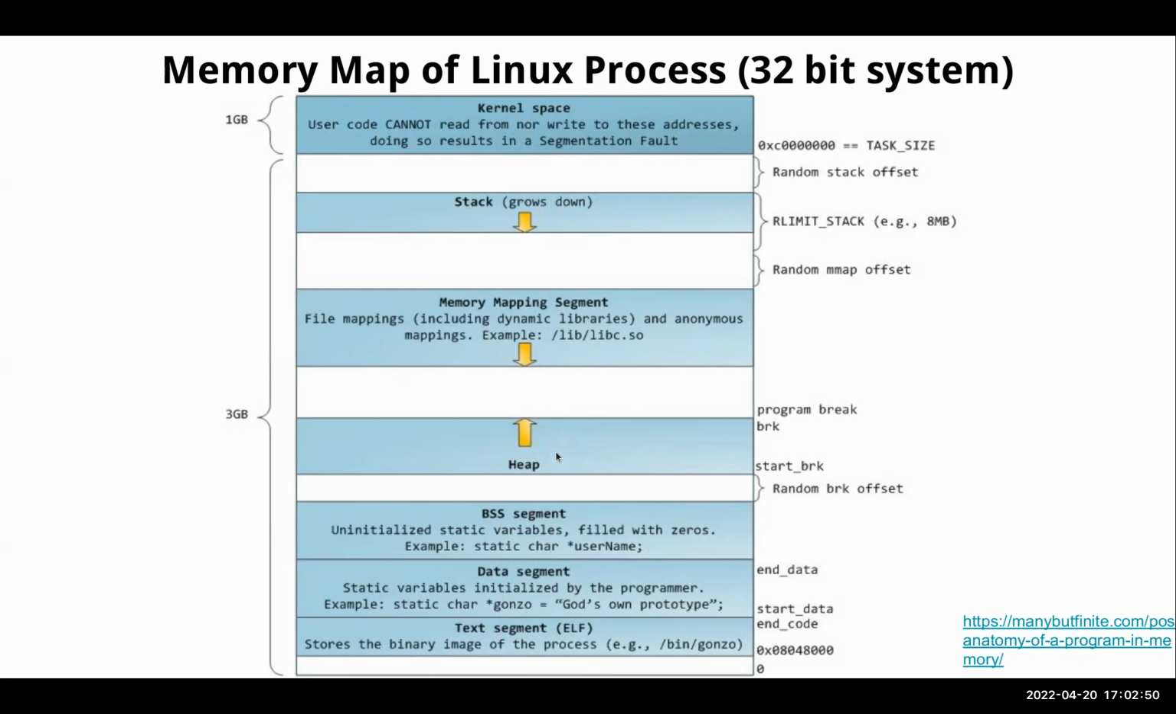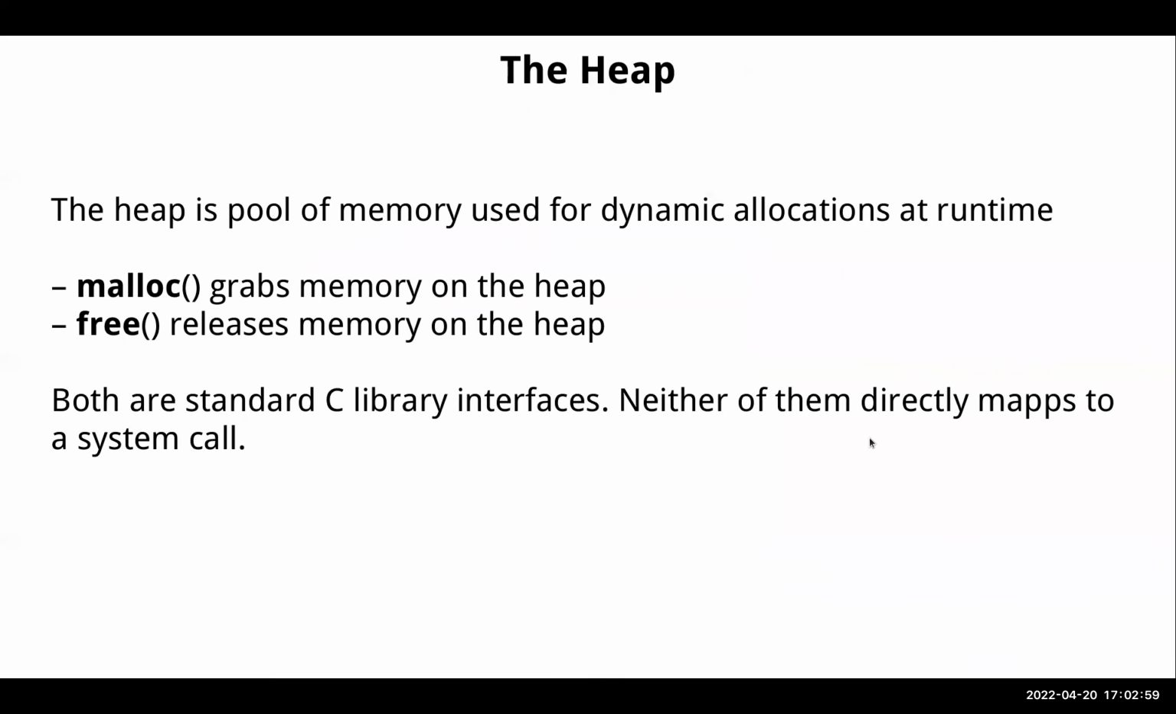In this class, we're not going to talk about the kernel space, but today we're going to talk about heap. So heap is a pool of memory used for dynamic allocations at runtime. If you programmed in C, you probably already use a heap. There are several functions available for you to use the heap.